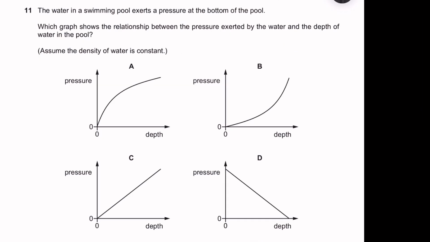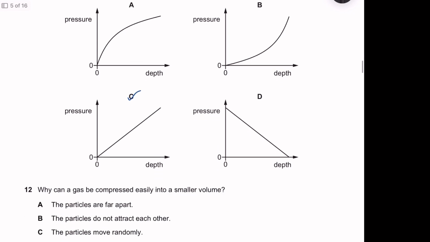Question 11. The water in a swimming pool exerts a pressure at the bottom of the pool. Which graph shows the relationship between the pressure exerted by the water and the depth of water in the pool? Assume the density of water is constant. So we know that the deeper we go, the pressure increases. So depth of the water and pressure are proportional, so it will be C. There are some conditions about pressure that you do need to remember. Depth and pressure are proportional, and pressure and volume are inversely proportional.